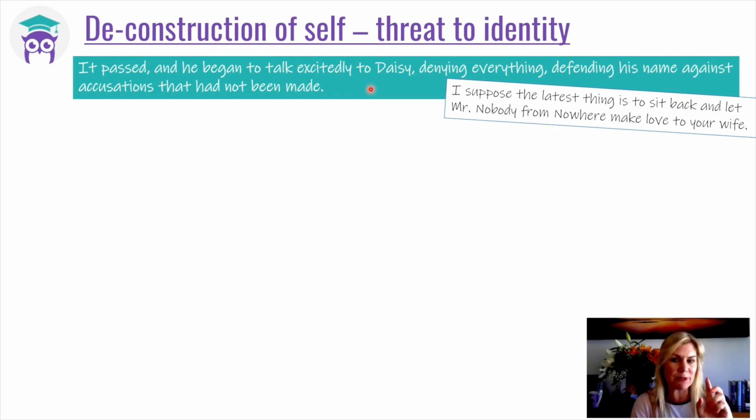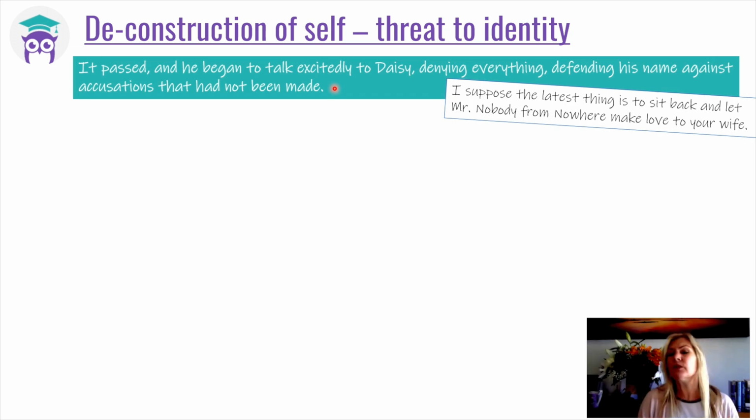made." Now, this is really interesting because Fitzgerald moves into reported speech here, whereas previously everything else had been in direct speech. So it's almost like Gatsby becomes less powerful and less significant, and that is demonstrated through the use of reported speech here. And there's a sort of erratic, kind of impulsive description here, denying everything, defending his name against accusations that had not been made. It's irrational. And although I've not put the slide on, Daisy starts to go further and further within herself.